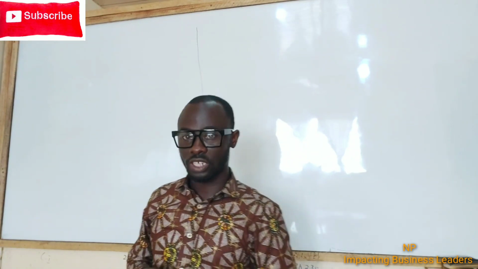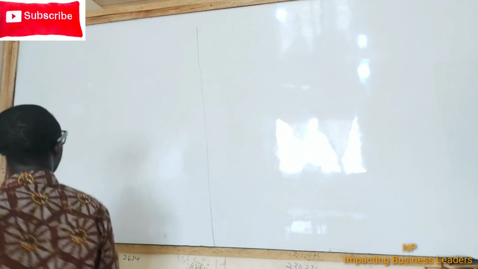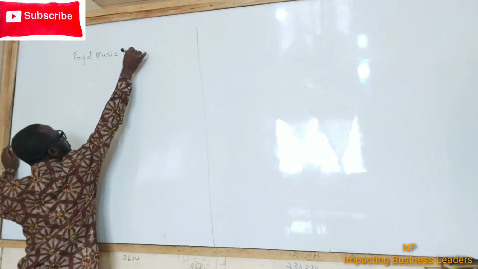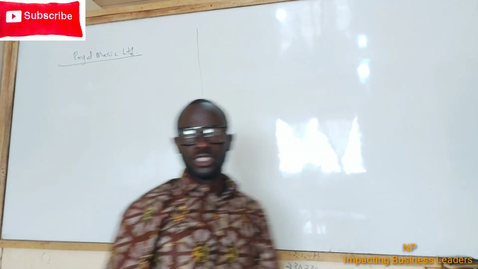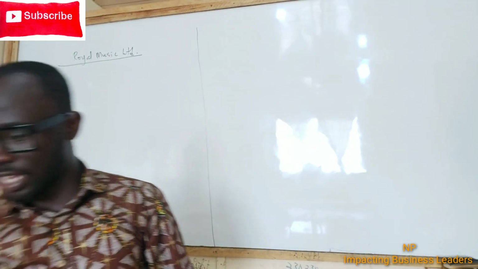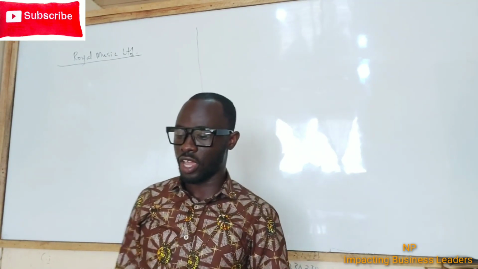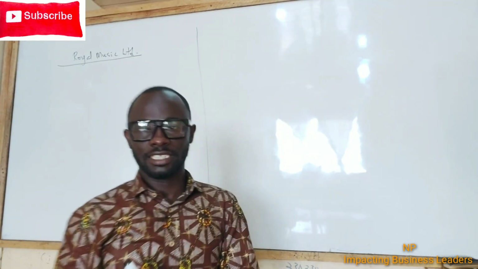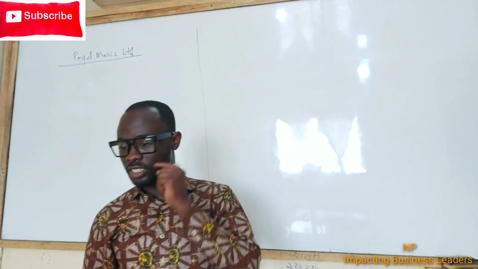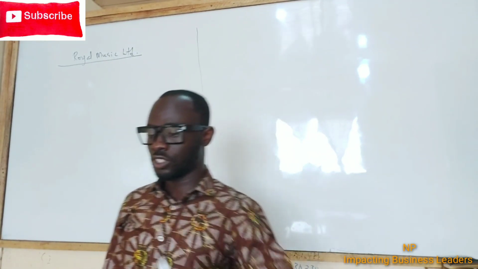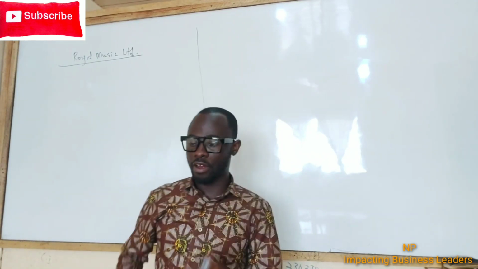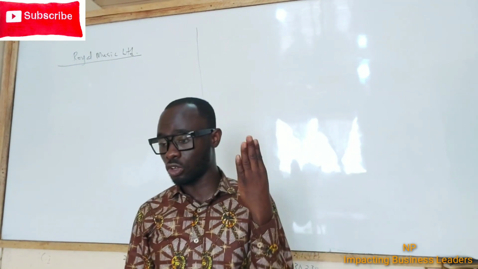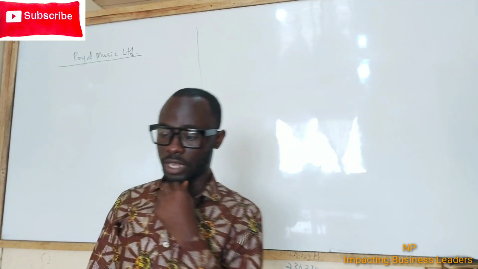So let's start with the first question, and that is Royal Music Limited. So let's put the name down. Royal Music Limited. So let's look at the requirement first. It says, prepare a purchases budget of Royal Music Limited for July through October, and that is 8 marks. So we are preparing for July, August, September, and October, and so that is for 4 months. We are preparing the purchases budget for these 4 months.